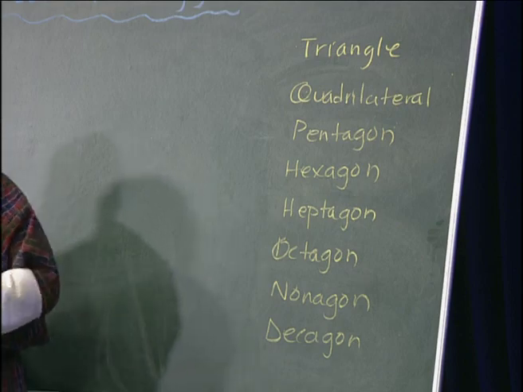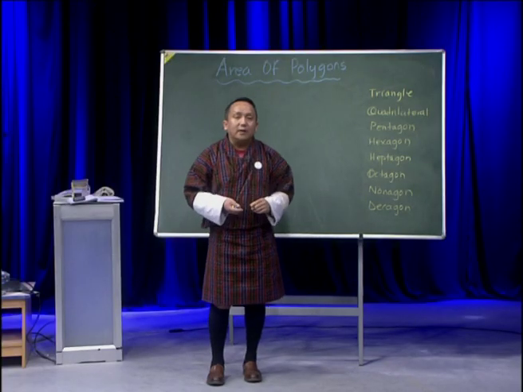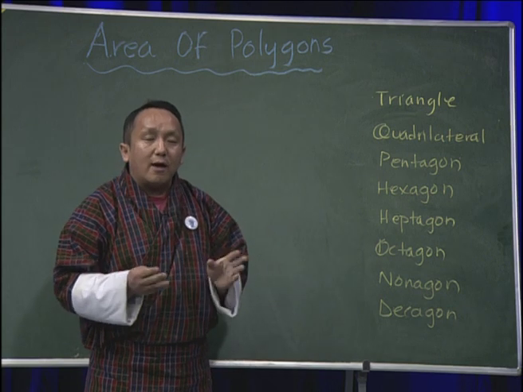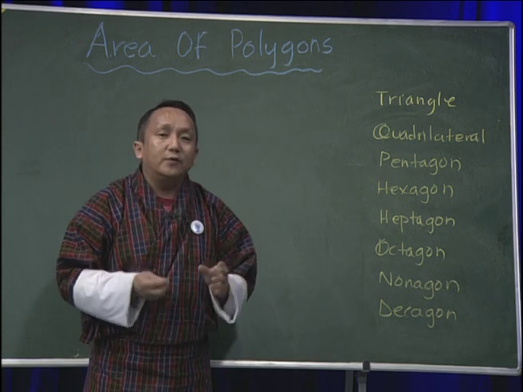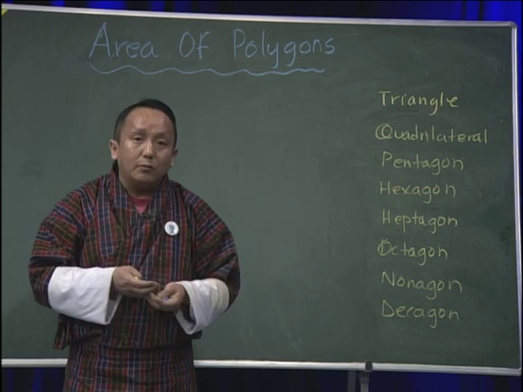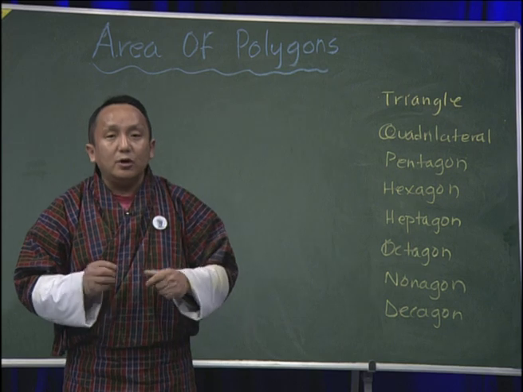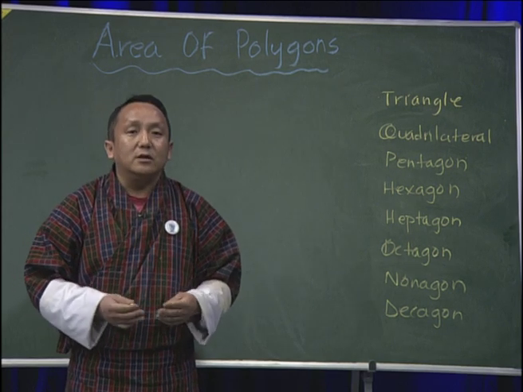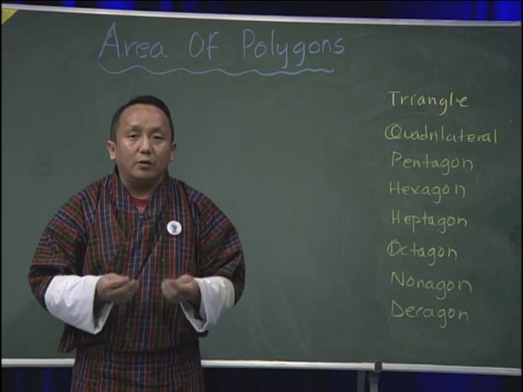And in this lesson, we're going to learn how to find the area of these polygons using the trigonometry ratios and the standard formula. So first of all, let us learn how to find the area of a parallelogram. A parallelogram is one of the quadrilaterals. A parallelogram has four sides.